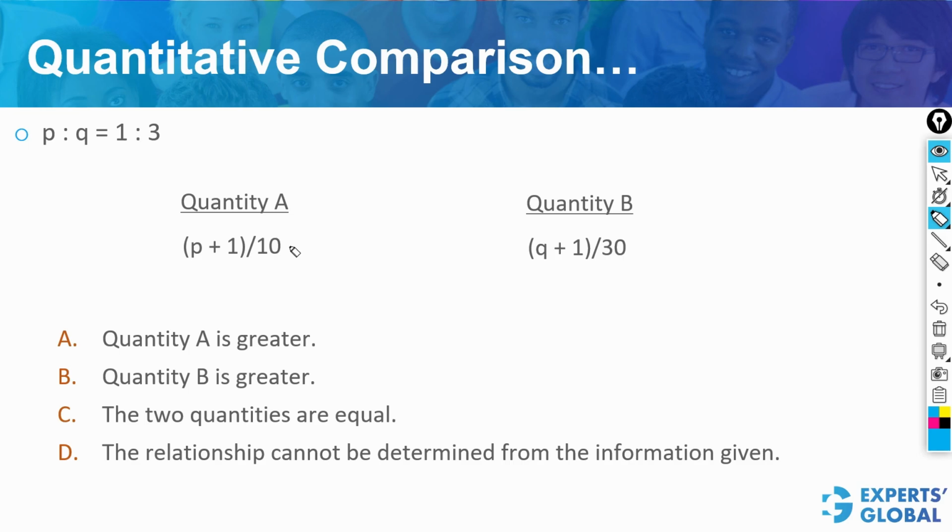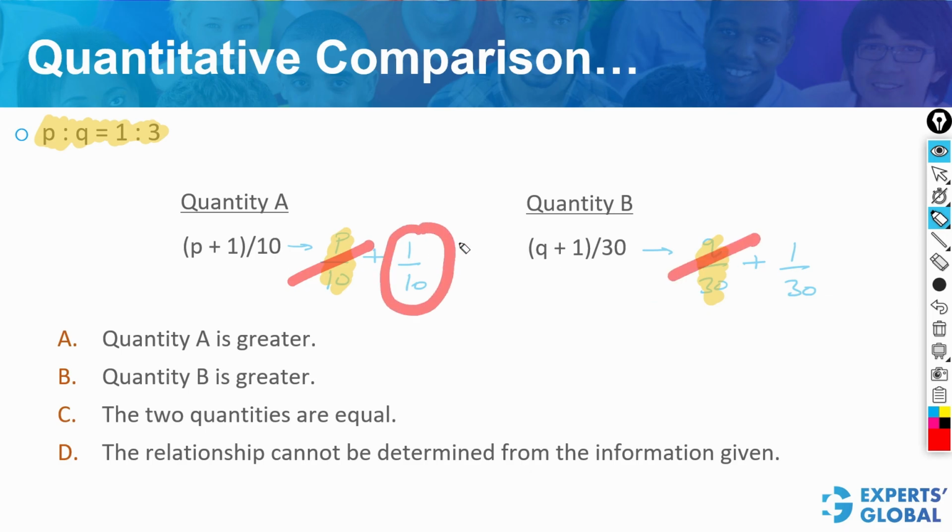The first expression can be written as p by 10 plus 1 by 10, whereas the second expression can be written as q by 30 plus 1 by 30. Now, since the ratio p to q is 1 to 3, the values of p by 10 and q by 30 are the same. These two can be ignored, and since 1 by 10 is greater than 1 by 30, we can conclude that quantity A is greater.